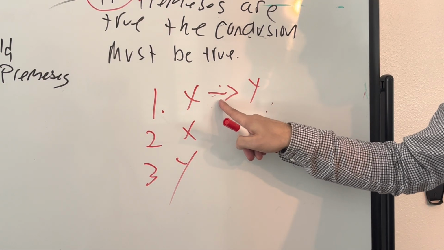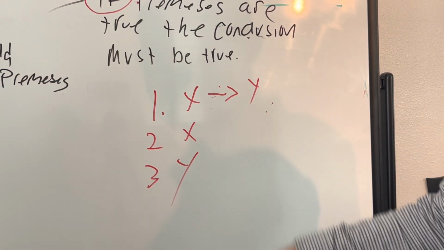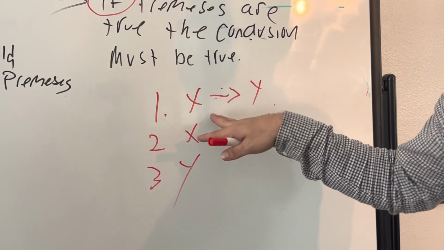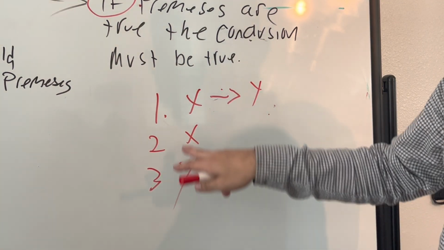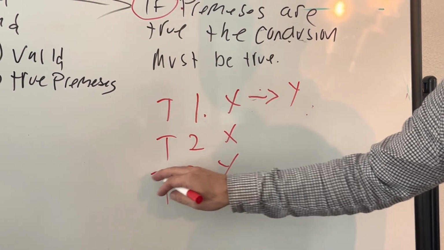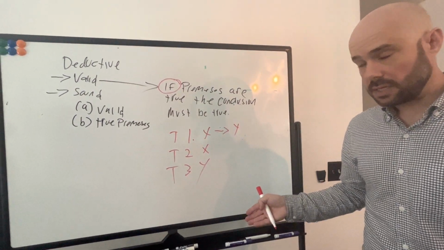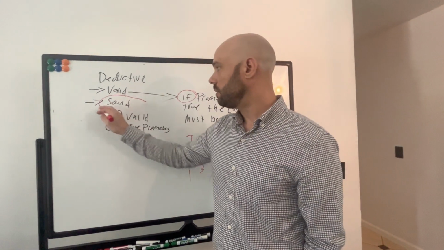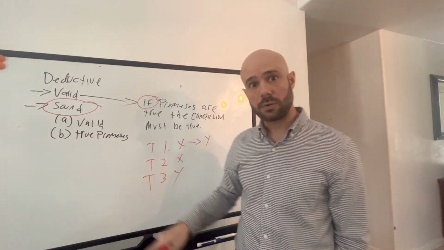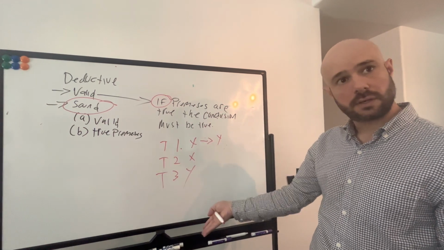So this little fellow right here, this is a conditional operator. It means if, then. And so the way this argument reads is if x, then y, x, therefore y. So this is completely valid because if premise 1 is true, and if premise 2 is true, then the conclusion must be true. But it has no words in it. And so the argument is not sound, but the argument is valid. The reason why the argument can't be sound is because there's no words here. It doesn't mean anything. This means nothing.